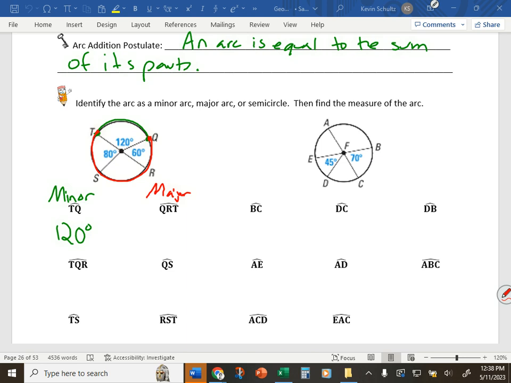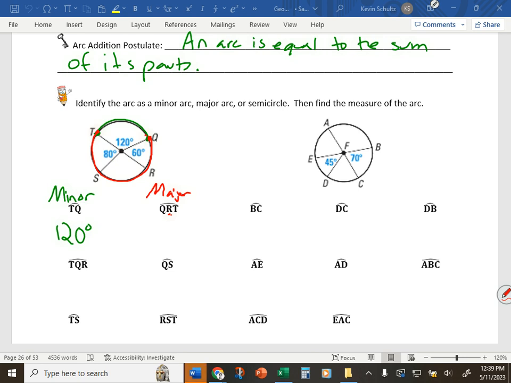Because to get from Q to T, I can go the short way in green there, or I can go around the long way. The difference is 2 letters, you're going the short way. 3 letters, you have to also go through point R, which takes you the long way around. So then how would you figure out what it is? How do we figure out what this would be?